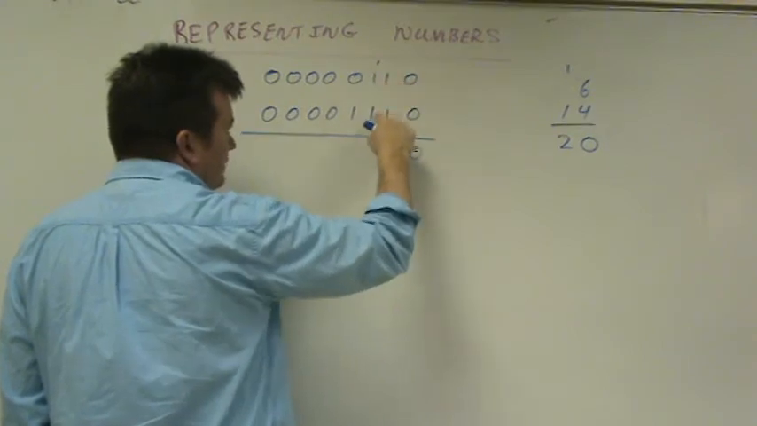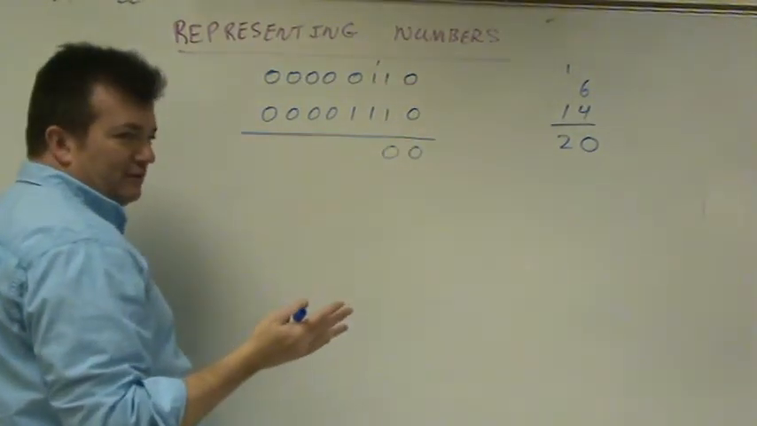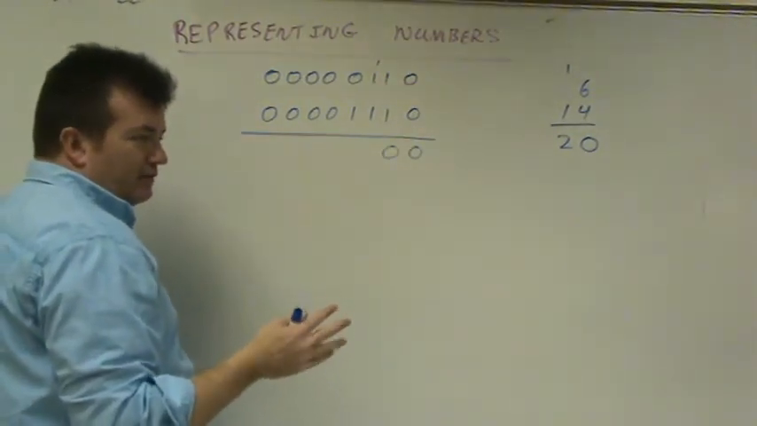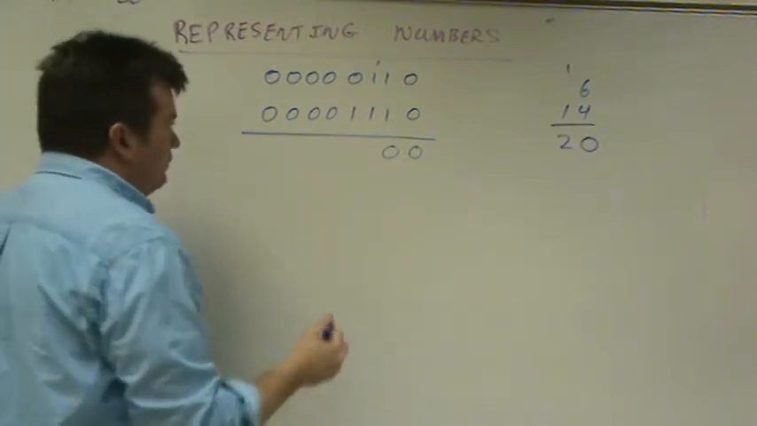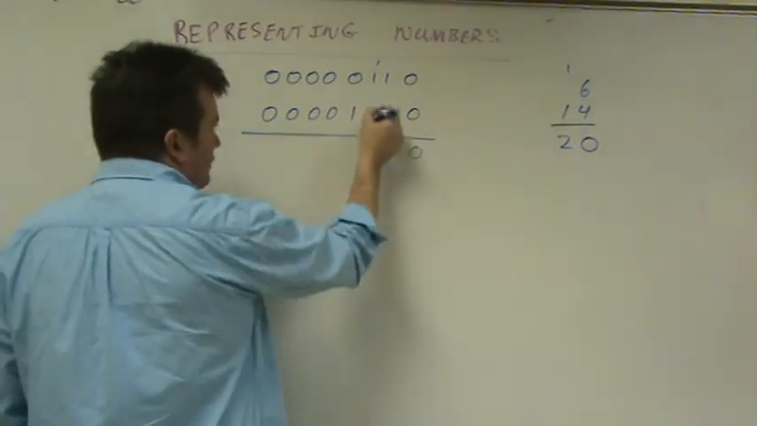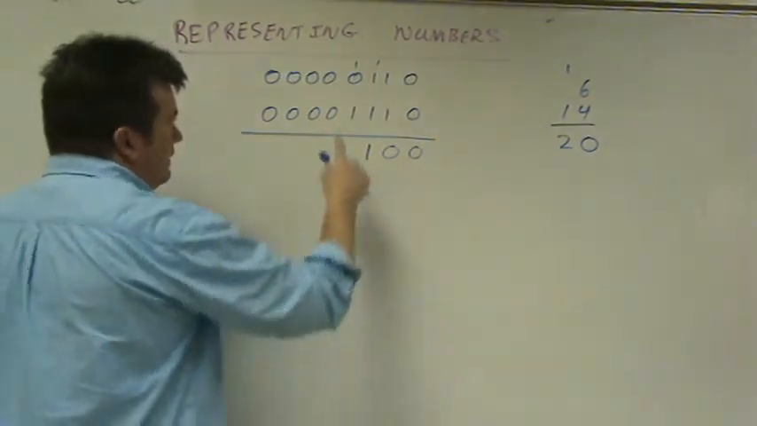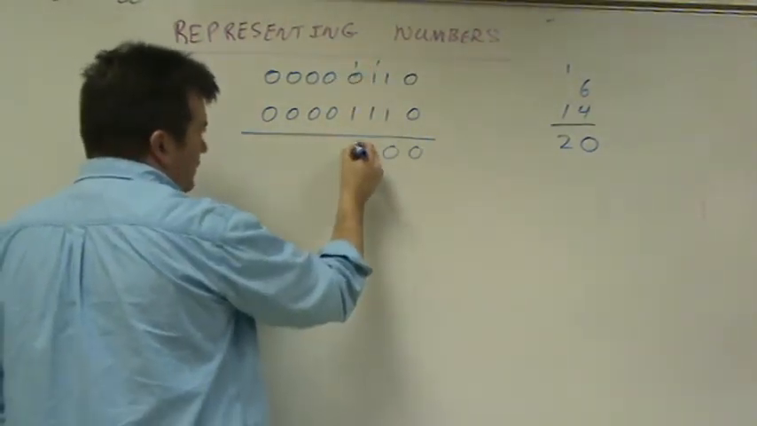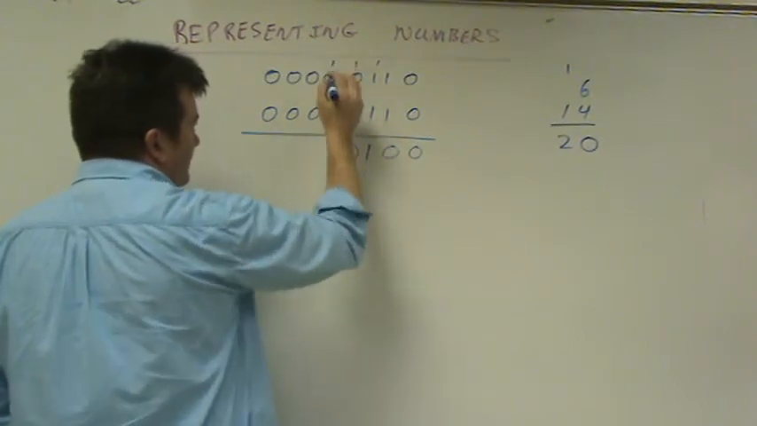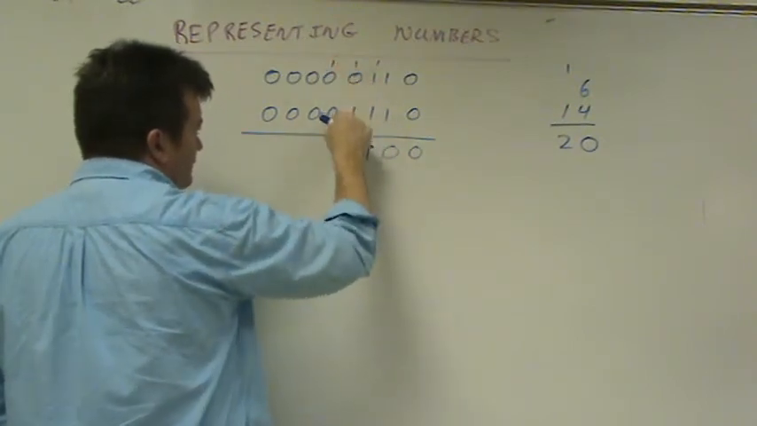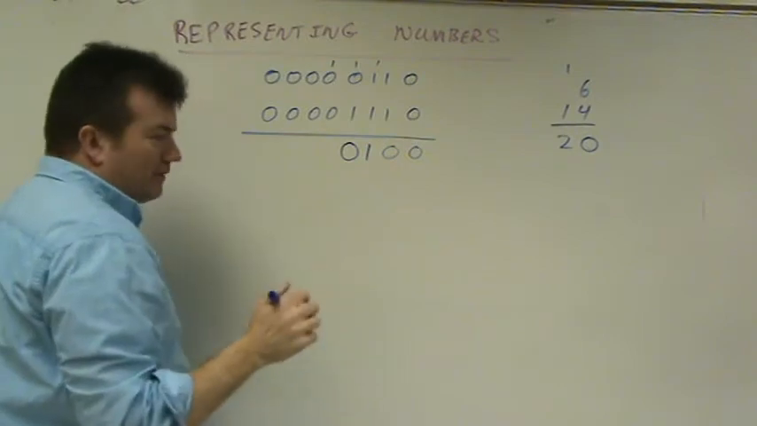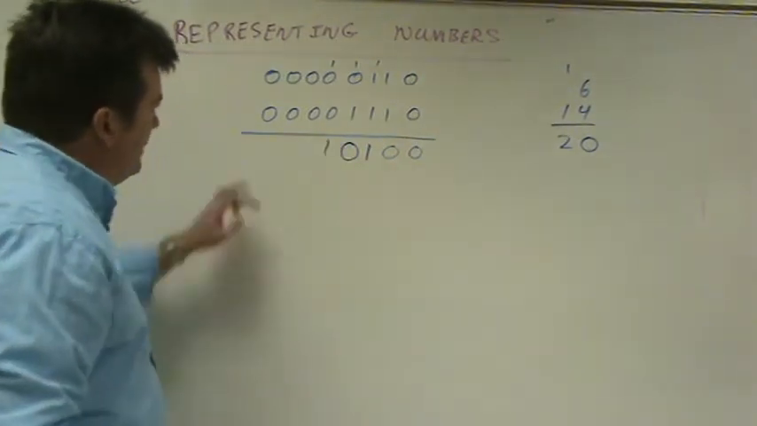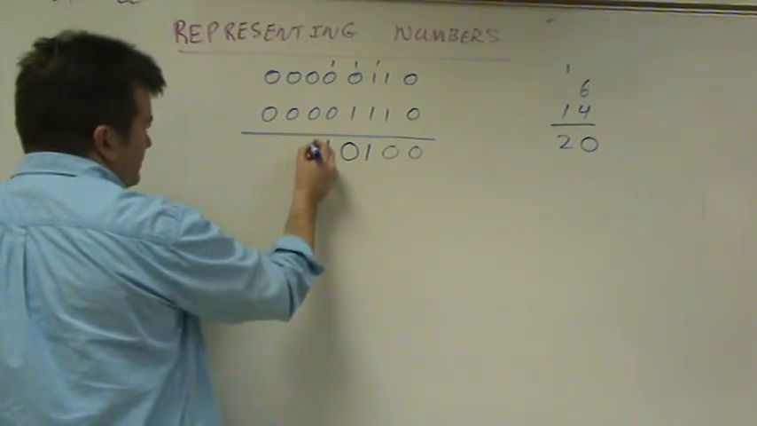1 plus 1 plus 1 is 3. We don't have a symbol for 3, but we can represent 3 with a 1 and a 1. So we'll put a 1 here and do a carry of 1. Then 1 plus 0 plus 1 is 2. We don't have a symbol for 2, but we could put a 0 and have a carry. 1 plus 0 plus 0 is 1. That one we have a symbol for. So we put a 1 there. And then 0 plus 0 for the rest of the way goes like this.